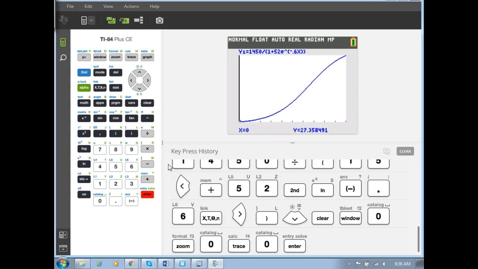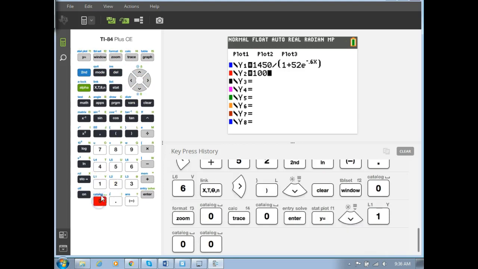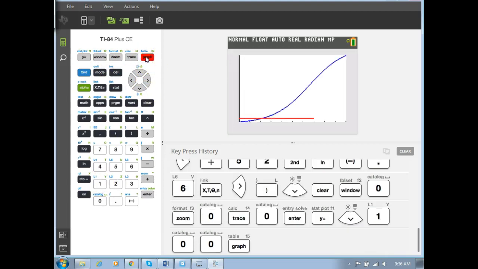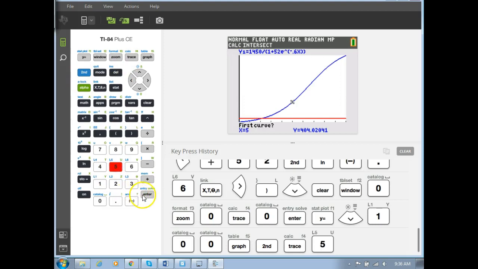And then the next question, when will there be 100 deer? So you could trace, or what I usually do is I just go to 100 into y2, and I need to figure out where they intersect. So second trace, intersect is my favorite one because all you got to do is hit enter, enter, enter. So roughly 2.25 or 2.2 years is fine. It even says on there to graph. That's nice.